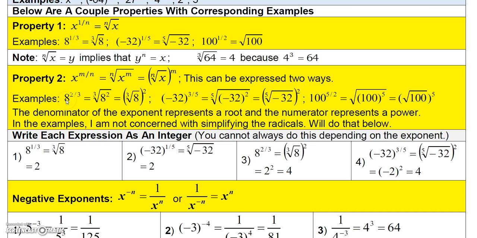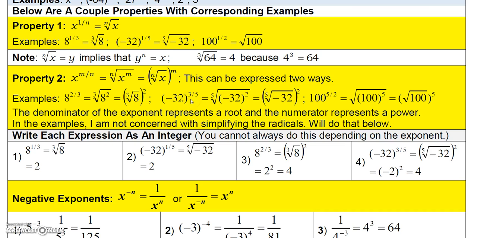So for instance, 8 to the 2/3, I could write that as the cube root of 8 squared, or I could write that as the cube root of 8 quantity squared. Now if I was simplifying this, I would probably prefer to write it like this, because the cube root of 8 is easier to get than the cube root of 64. The cube root of 8 would be 2, and 2 squared is 4. And so that would be easier. But we'll get to that later.